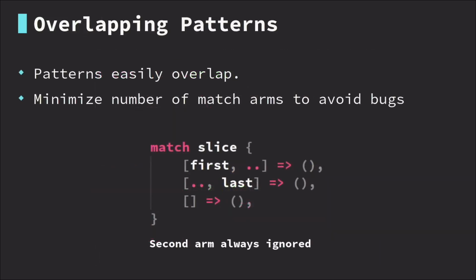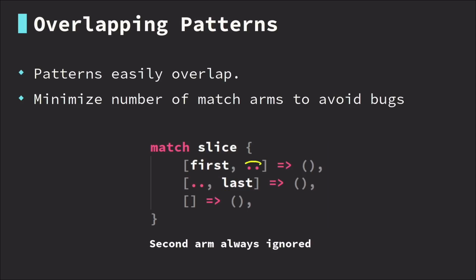One thing to keep in mind when working with slice patterns is that the patterns easily overlap, so you'll want to minimize the number of match arms in order to avoid bugs. Let's take a look at an example. So here we're just matching on some slice, and this first match arm takes the first element, and the second match arm takes the last element.